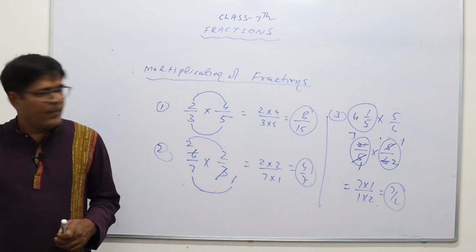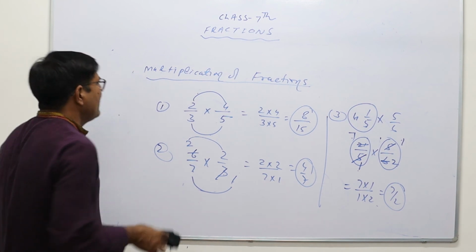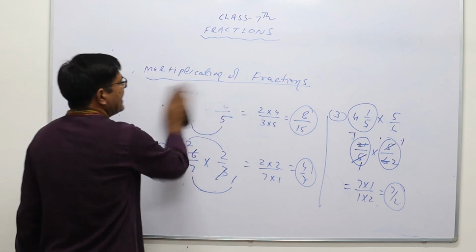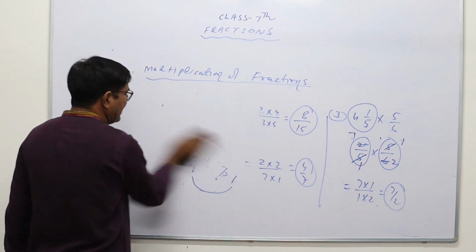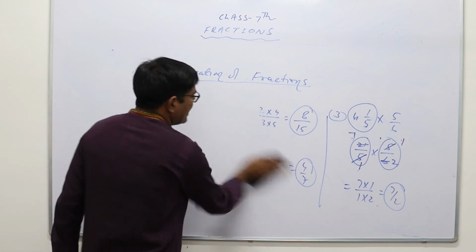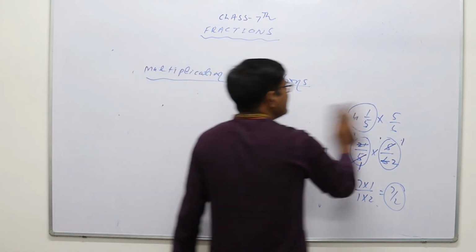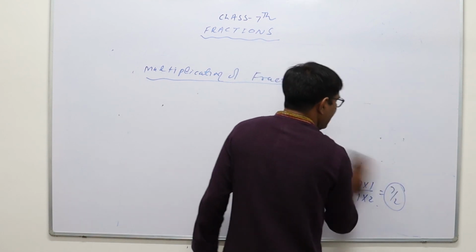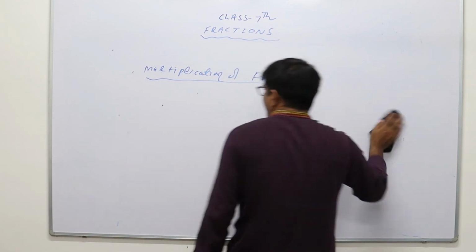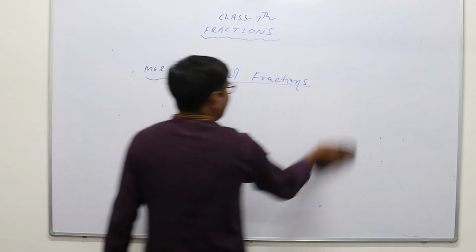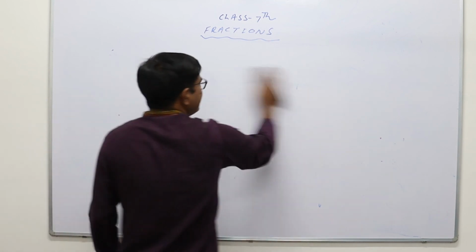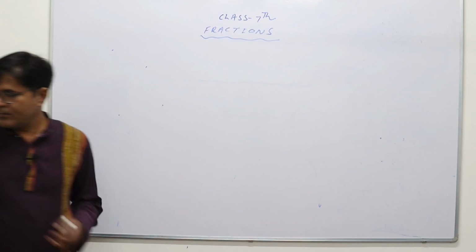But the most important thing is that before multiplication, if there is any common factor in numerator and denominator, then first divide by that common factor and reduce to the simplest form. So it will be much easier for you to multiply. Now let us see some more examples.